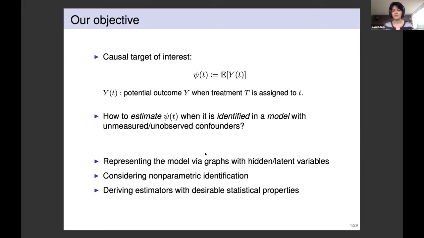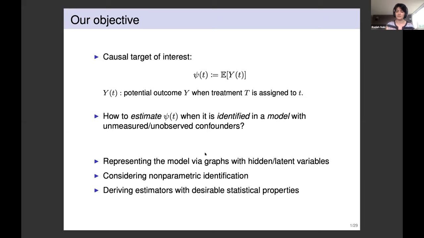And in this work, we are considering non-parametric identification of the target, meaning that the identification of psi_t will not rely on any parametric or semi-parametric assumption on the underlying distribution. And we want to derive estimators for this identified target that have desirable statistical properties like fast rates of convergence to normal limiting distributions, robustness to model misspecification, and efficient estimators that come with nice quantification of uncertainty, basically.